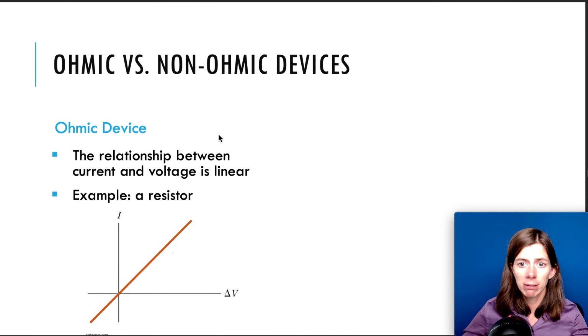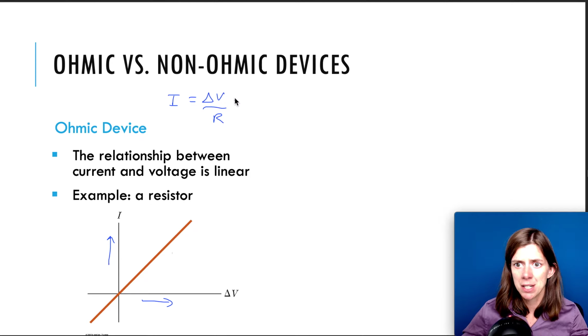An ohmic device is one in which the relationship between current and voltage is linear. As you can see in this graph, as the voltage is increasing, the current is increasing. And this comes from Ohm's law. I equals delta V over R. As the voltage increases, the current increases. So ohmic devices follow Ohm's law. And a really good example of an ohmic device is a resistor.